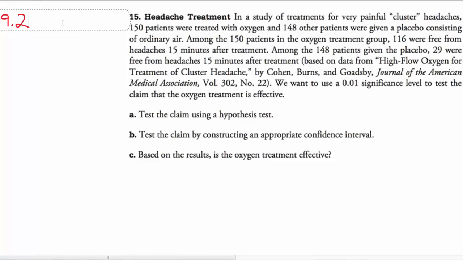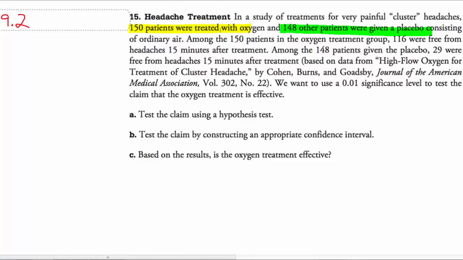Here is an example of a simple hypothesis test where we're looking at two proportions. Anytime you're running any kind of analysis, you're going to have to identify what's going on. And you can identify that this is a proportions question because they give you counts. They tell you 150 patients were treated with oxygen and 148 were given a placebo.